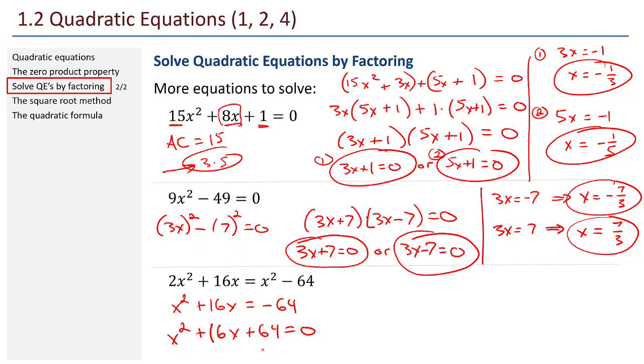And this polynomial has a special form. Do you see how that factors? That is a perfect square. So I think it looks like x plus 8 quantity squared equals 0. So x plus 8 equals 0 or x plus 8 equals 0. I guess x plus 8 equals 0. So in other words, x equals negative 8. And there's the solution.